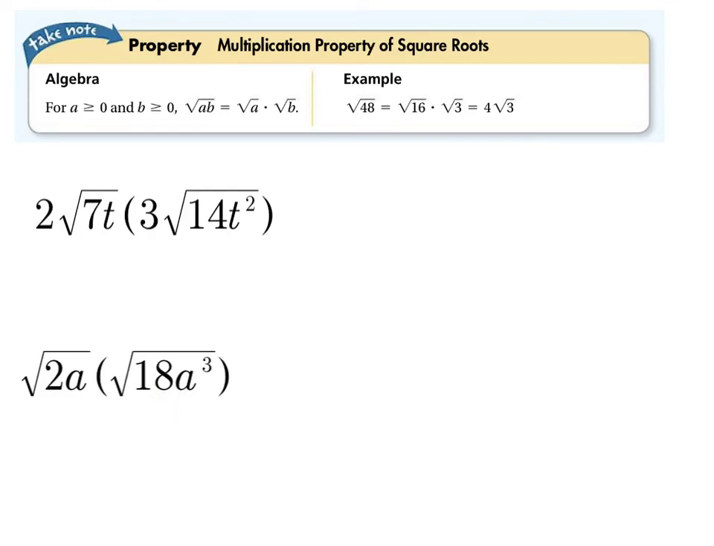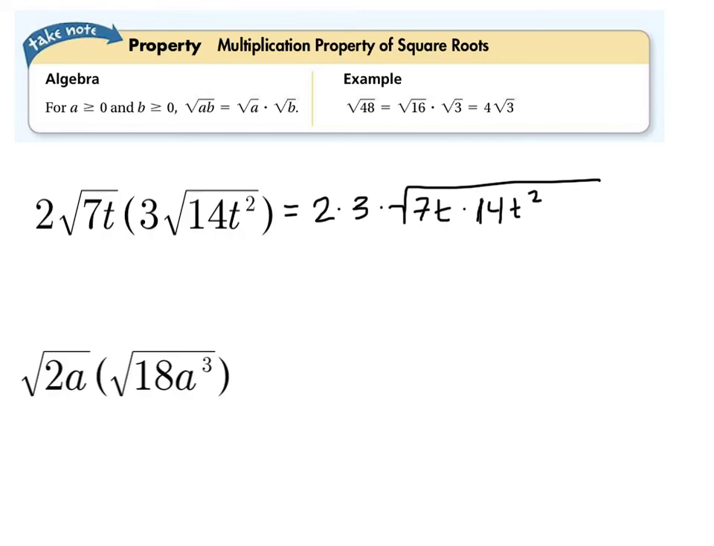Okay, so if I can take apart a radical expression, so if I've got the product of AB and I can take it apart and make it the square root of A times the square root of B, I can put them back together too. And that's how we're going to deal with an expression like this one. So 2 root 7t times 3 root 14t squared. We're going to start off by using our commutative property and rearranging. And then we're going to take everything inside that radical sign and put it together. So we've got 7t times 14t squared.